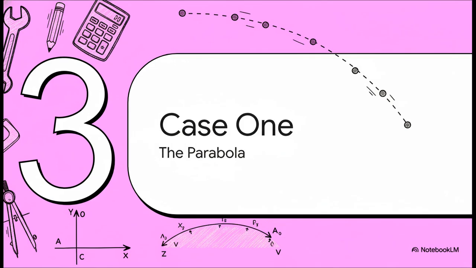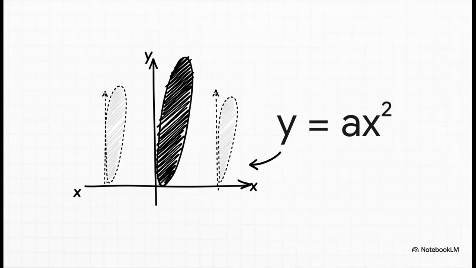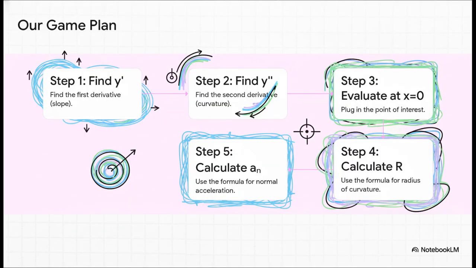Okay, we've got our tools, we understand the concepts. Let's get to work. First up, the particle moving on a parabola. The equation for our first path is nice and simple: y equals a times x squared. A is just some constant that tells us how steep the parabola is. Here's our game plan, step by step. First, we'll find the first derivative, y prime. That just gives us the slope of the path. Then we get the second derivative, y double prime, which tells us how that slope is changing. In other words, it's a measure of the curve itself. We'll find the values of both right at our point of interest, x equals 0, and then plug them into that big formula for r. Once we have r, getting the acceleration is the easy part.